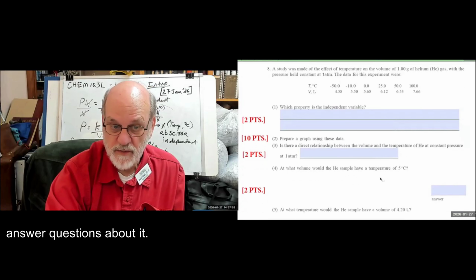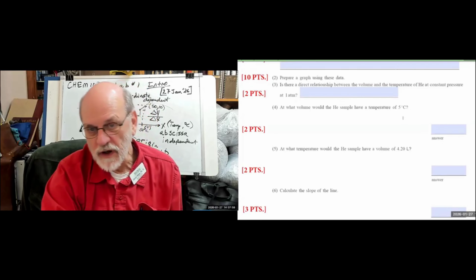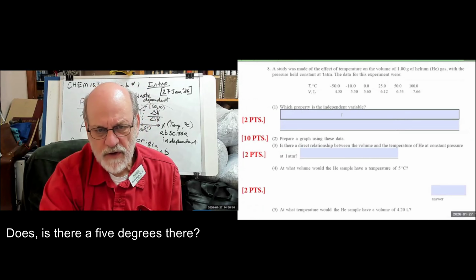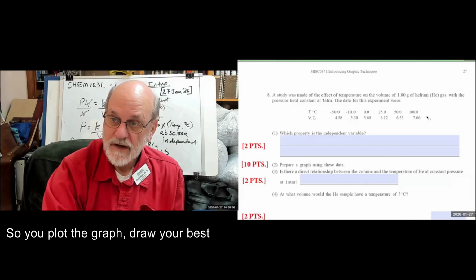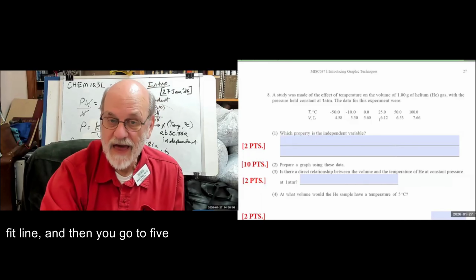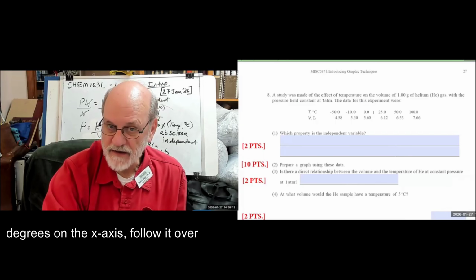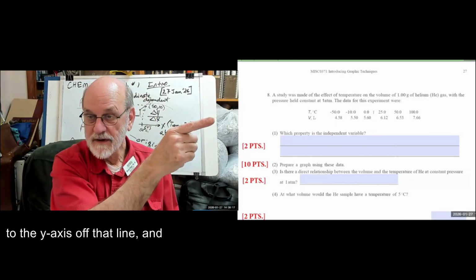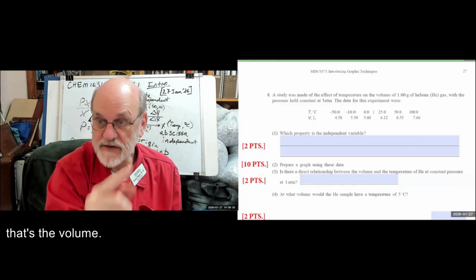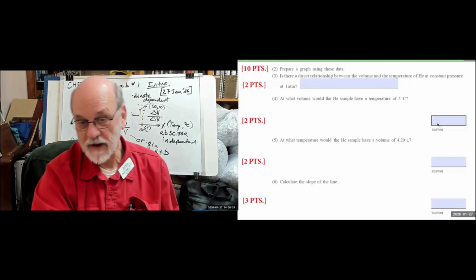So you'd plot that one and then you'd answer questions about it. Here, at what volume would the helium sample have a temperature of 5 degrees? Well, look up here at 5. Is there a 5 degrees there? No, there's not. So you plot the graph, you draw your best fit line, and then you go to 5 degrees on the x-axis, follow it over to the y-axis off of that line, and that's the volume. That's what you record right here.